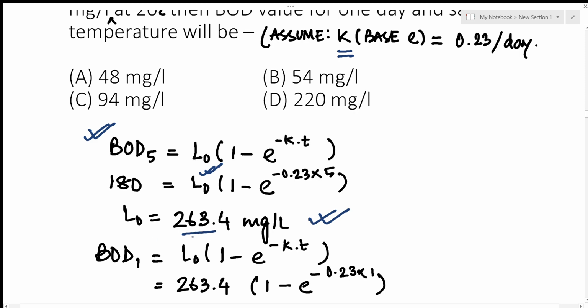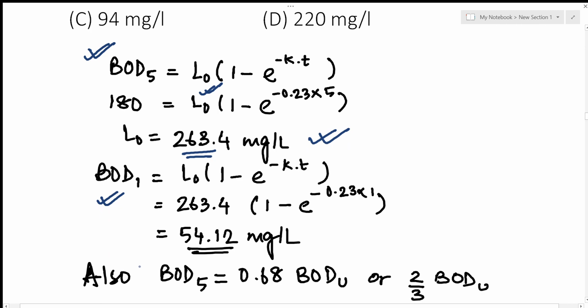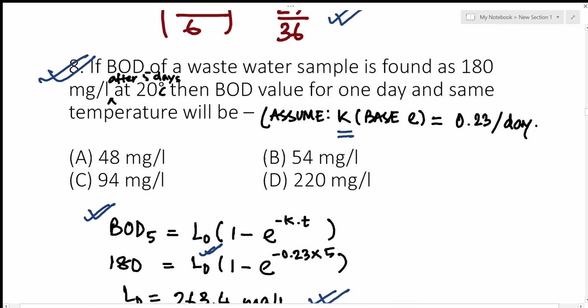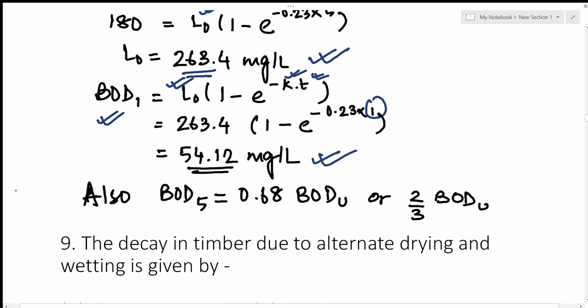Now what we need to do is we need to find the BOD at 1 day. We just need to replace the values of L naught, K and T. Over here T would come out to be as 1. So the answer would be 54.12 milligram per liter, and the nearest answer in this particular question is B. The answer should be B. Also keep in mind that BOD 5 is almost 0.68 times BOD ultimate, or 2/3 of BOD ultimate. This is also a question that keeps on repeating in examinations.